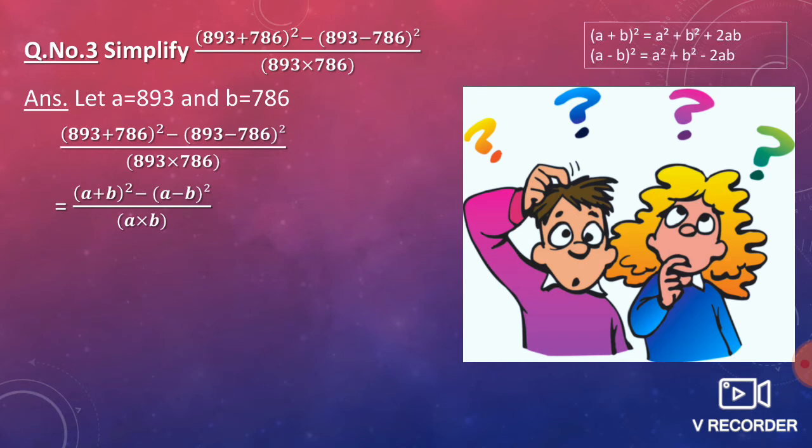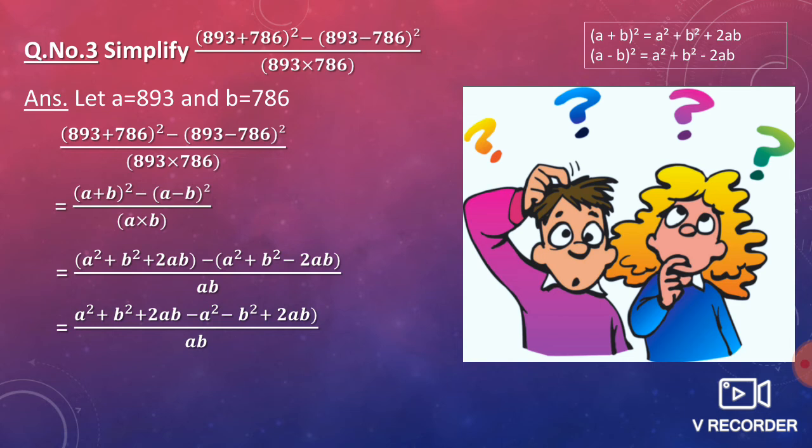Now let's see what formula we can implement. If I consider a plus b the whole square, it is a square plus b square plus 2ab, and if I consider a minus b the whole square, it is a square plus b square minus 2ab. So let's implement these formulas. So what we'll get, a square plus b square plus 2ab minus of a square plus b square minus 2ab divided by ab.